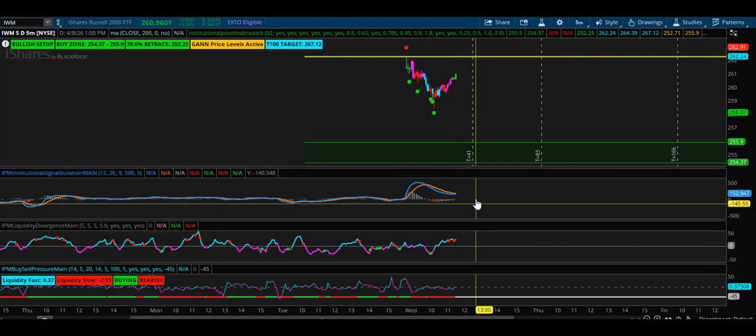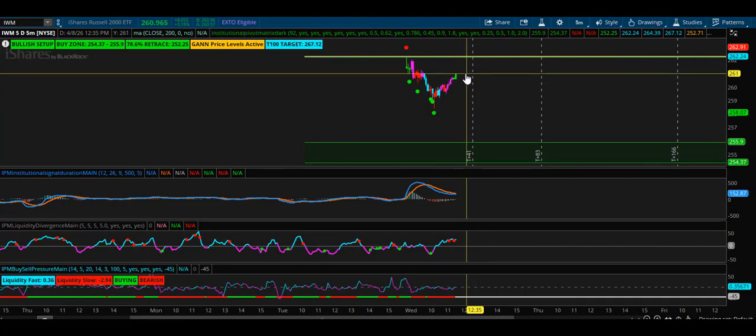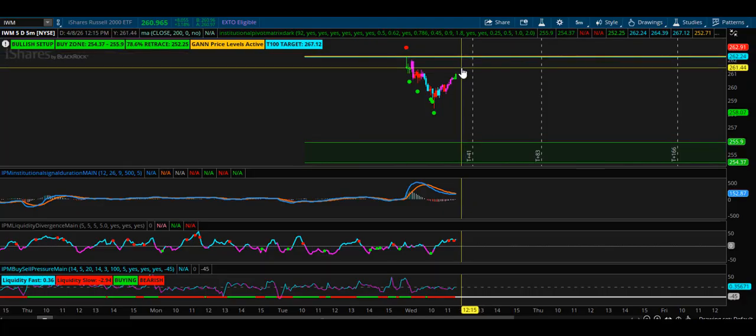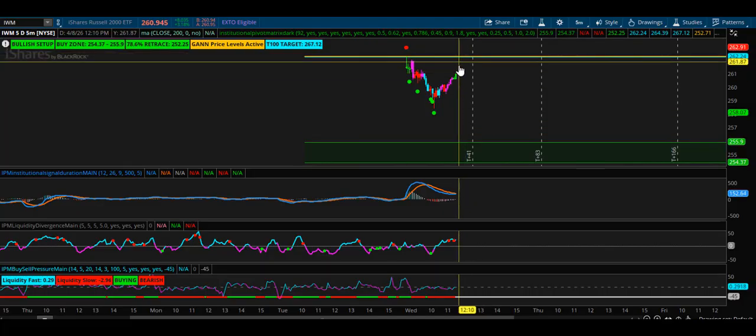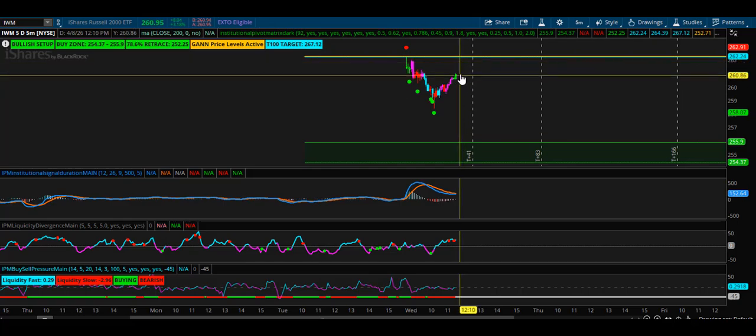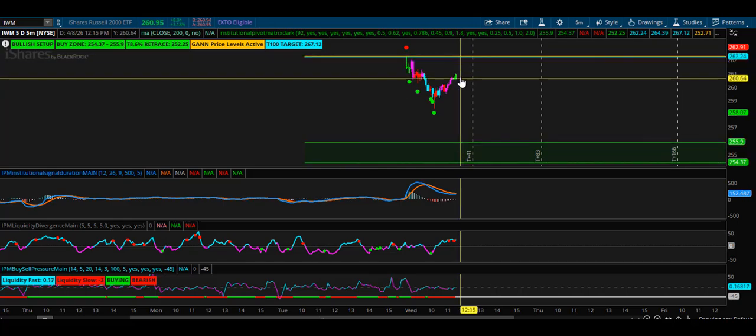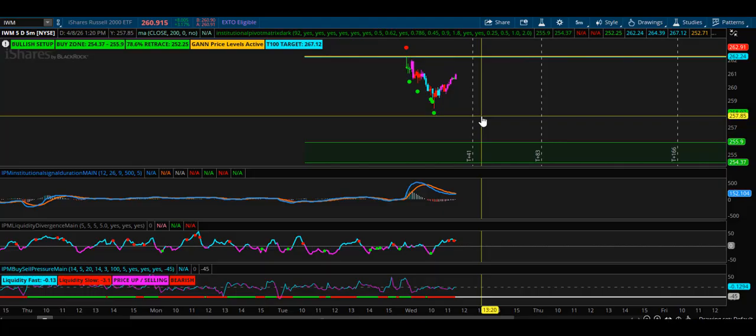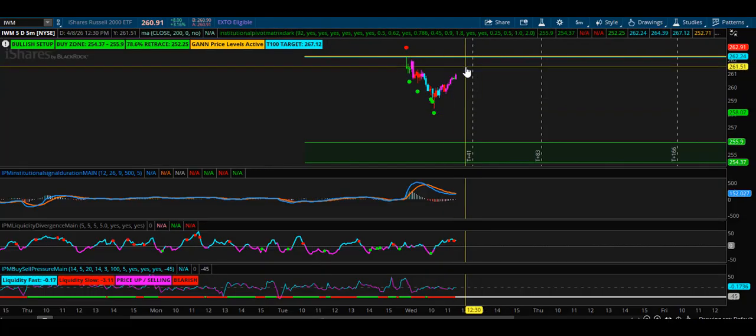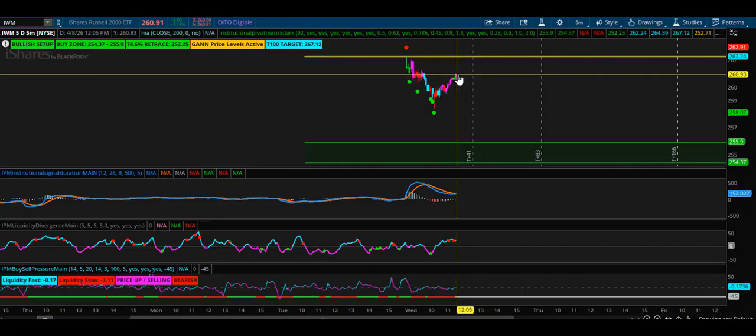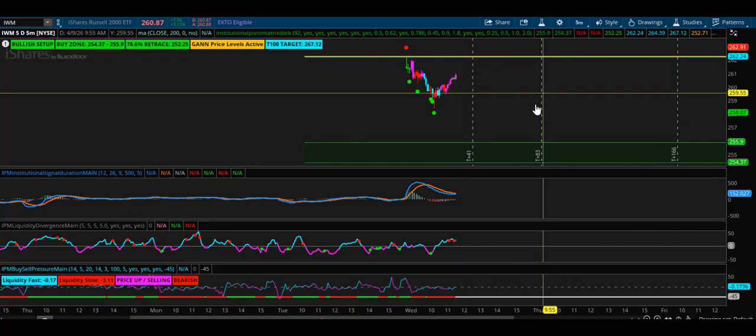So my options will be, one is that if it pops up, just take the 261 puts and leave the 260 calls as well as the 261 calls, and let it ride it up, and we're hedged on the downside. Or I can just take the 260 calls off right now, basically own the 259 puts for free, and still have the 261 calls.